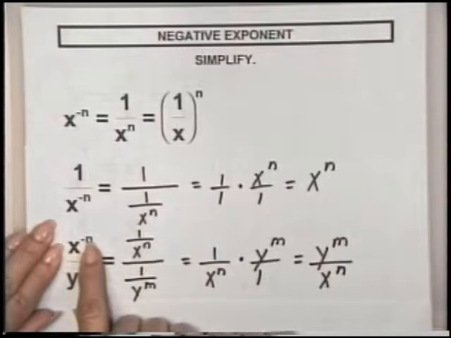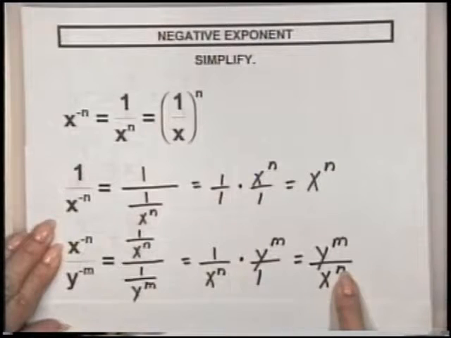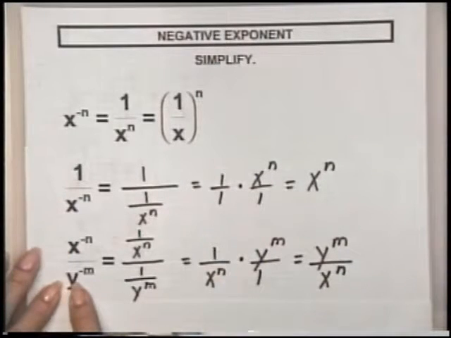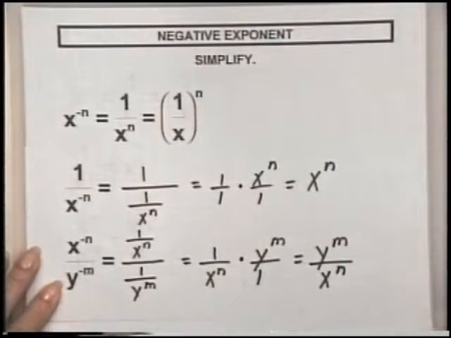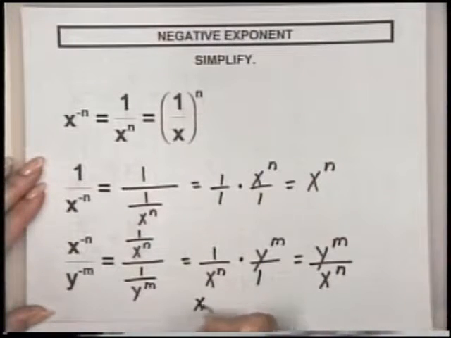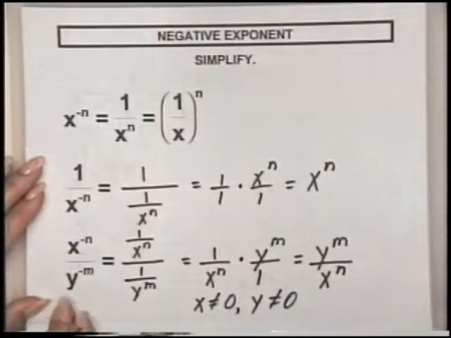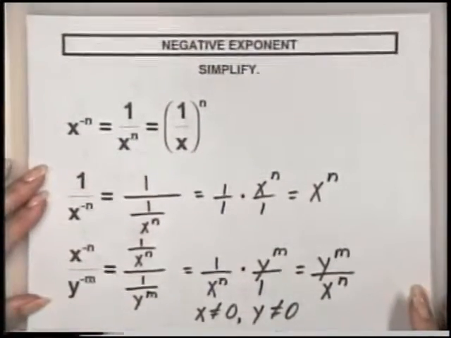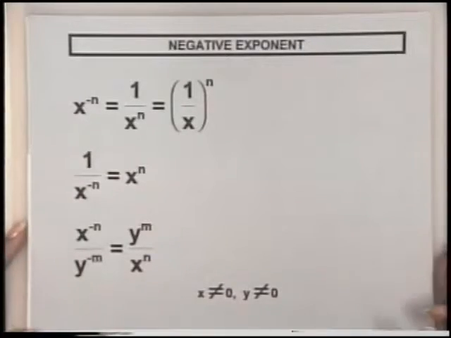Notice, x is in the numerator with a negative power. It ends up in the denominator with a positive power. y is in the denominator with a negative power. It ends up in the numerator with a positive power. I would like to say that it is understood that x does not equal 0 and y does not equal 0. Well, let's restate these as rules.